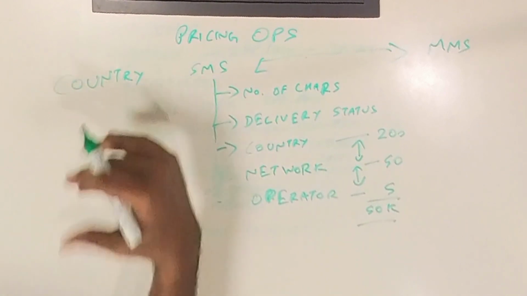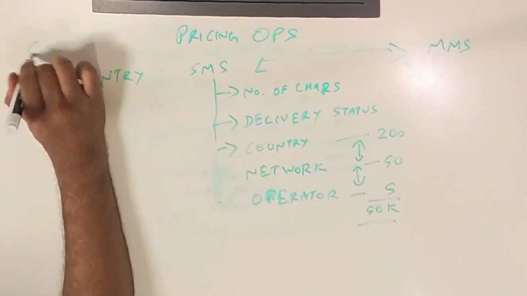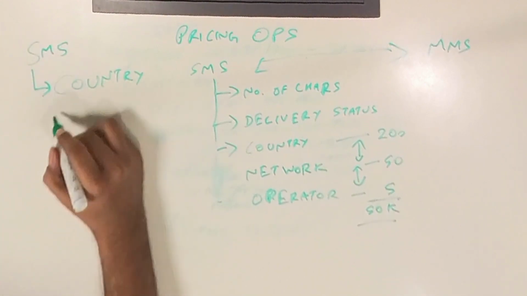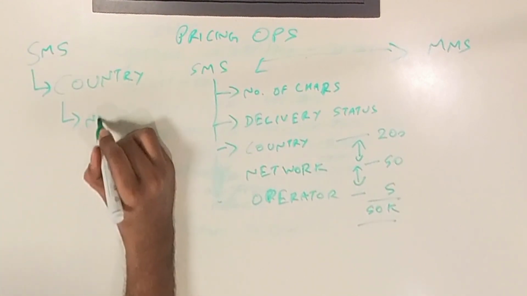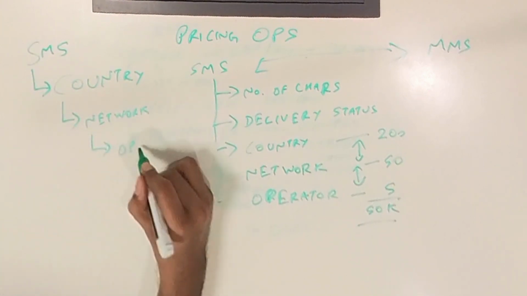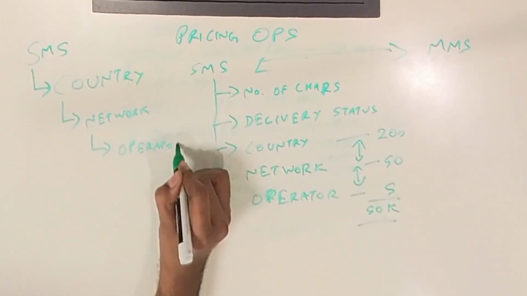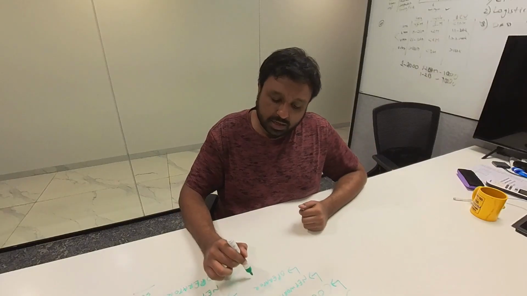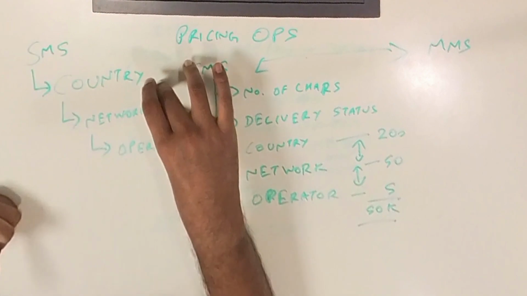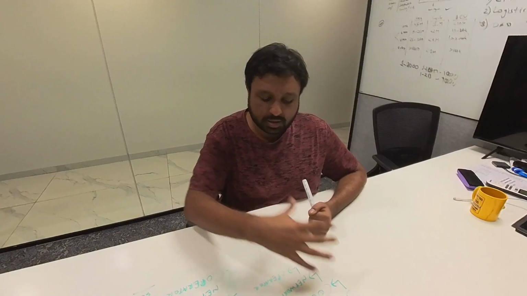We have country, which is, in fact, the product itself, the top node. Then within country you have network, and within network you have operator. What this hierarchy results in is that if there is no price point associated with the bottommost leaf, it automatically assumes the price point of the previous branch. So that's how it works.